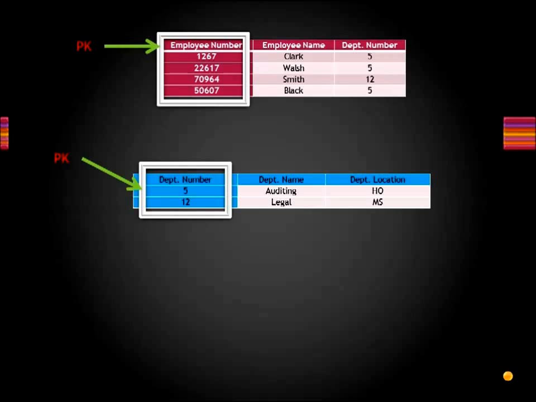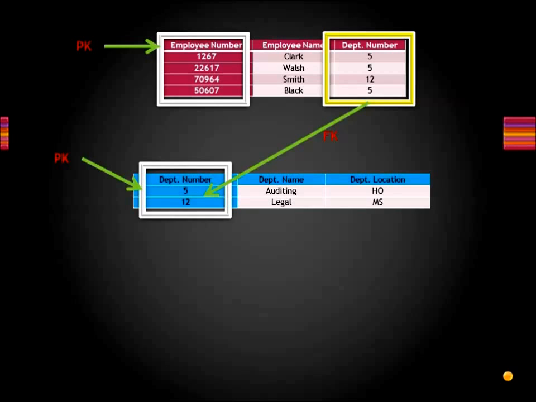The next term that we are going to define here is the foreign key. Basically, foreign key is a column or combination of columns that is used to establish and enforce a link between the data in two tables. So in this example, department number in the employee table is a foreign key that refers to the department number in the department table.